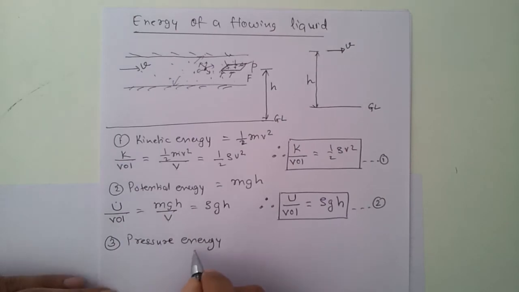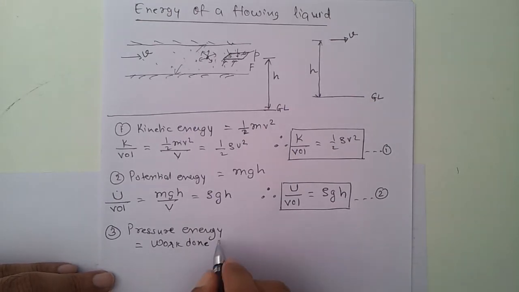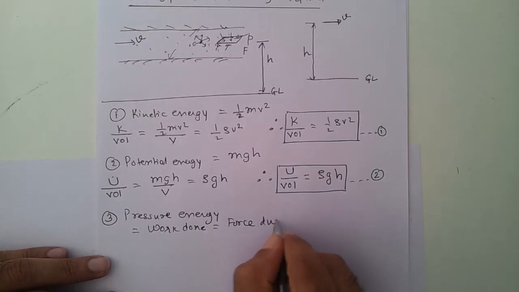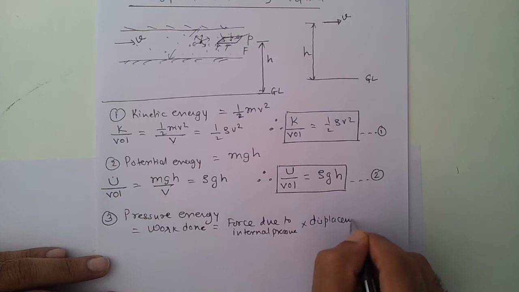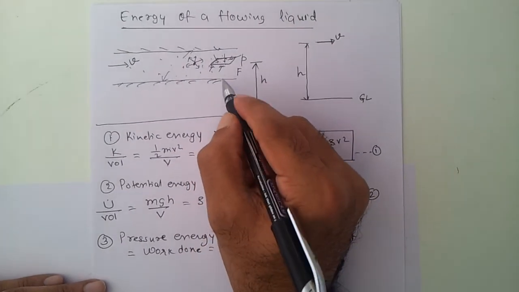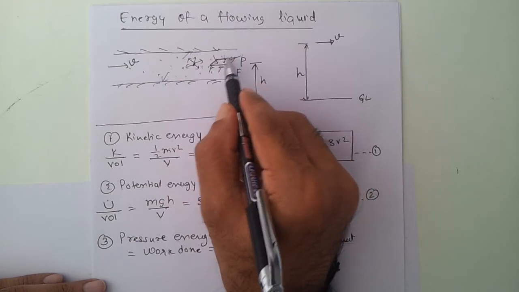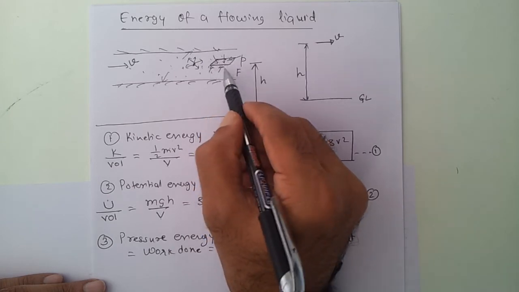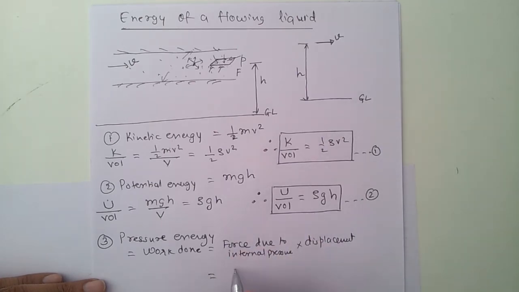Coming back over here, pressure energy. Pressure energy will be given by work done, because energy is work done. And work done by the force due to internal pressure of the fluid, internal pressure into distance or displacement. Coming back over here, because of this force which is acting on this unit area, it will get displaced in this direction or in some random direction depending upon the direction of the net pressure acting over here. So this will get displaced, and let us say the displacement is L. So this is force due to internal pressure, and displacement is, let us say, L.